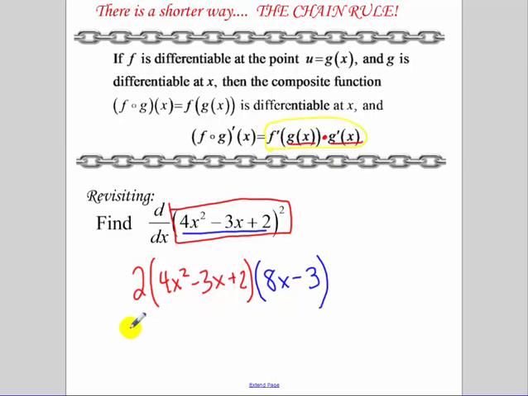Now if you go through and you multiply this together, and I encourage you to do that, you end up with the same thing that I got on the first slide. So this is a lot shorter than what we would do on that first slide. Take the derivative of the outside function, multiply it by the derivative of the inside function.